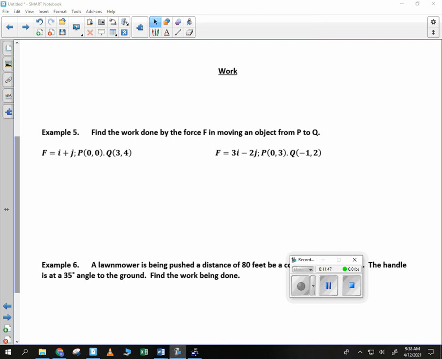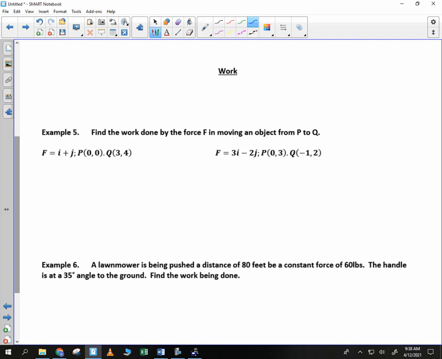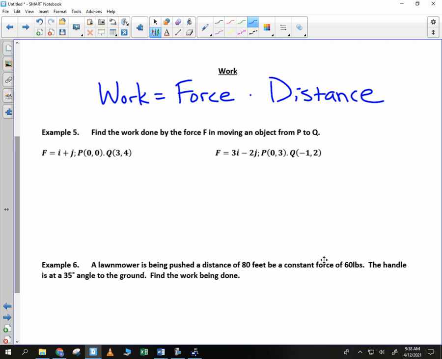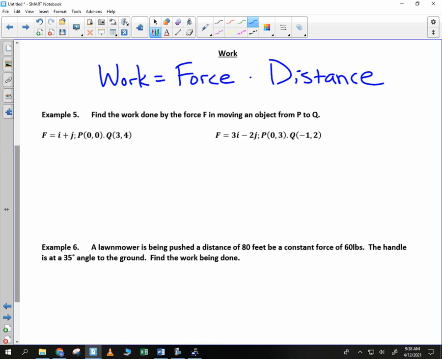We're going to first define work, and work is equal to your force times your distance. Okay? Work is equal to your force times your distance. This would be an application into a physics piece. So find the work done by the force F in moving the object from P to Q. All I need is a force vector, and the force vector is i plus j, or 1, 1.